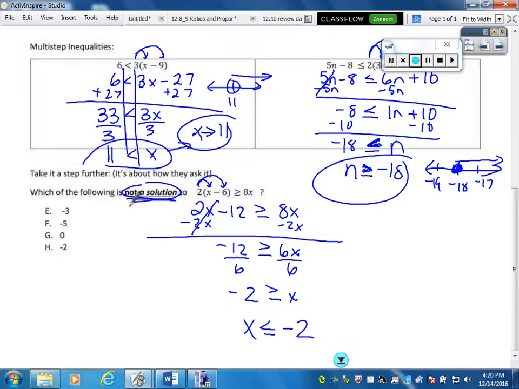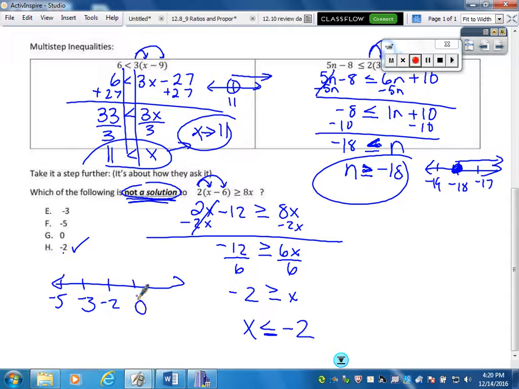Now it says which one is not a solution. Well, negative 2 is a solution this time because we've got the or equal to, so it's okay on this one. What else is less than negative 2? Well, any negative smaller than negative 2. Take a look at our number line. We've got negative 2 here, we've got negative 3 here. A little bit further down the line, we've got negative 5. On this side of it, we've got 0.